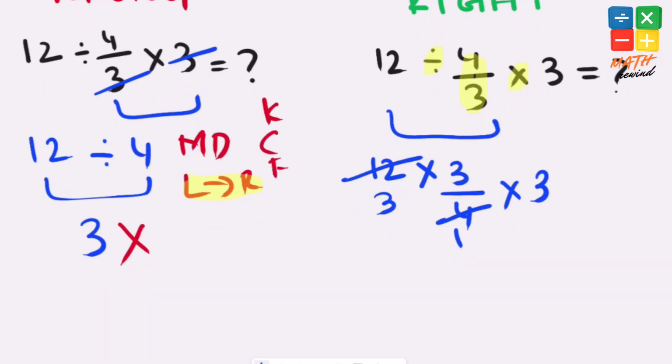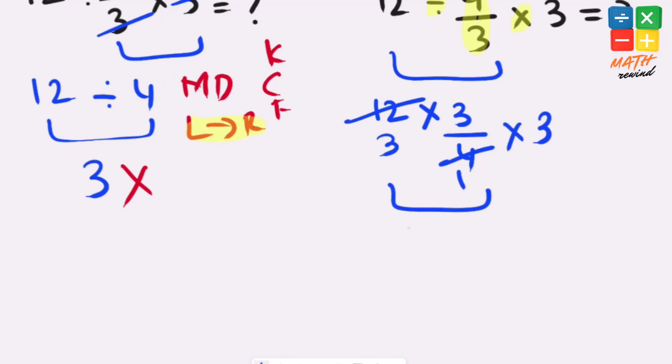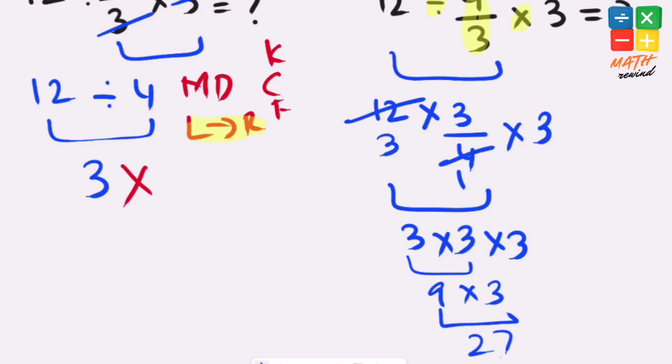Let's simplify it further. So we have 3 times 3 present here. This over 1 doesn't matter, because anything divided by 1 is the same number, so 3 divided by 1 is 3, and we have times 3 present from the original expression. So now the expression is much simpler. 3 times 3 gives us 9, and 9 times 3 gives us 27, which is the final and correct answer to this problem.